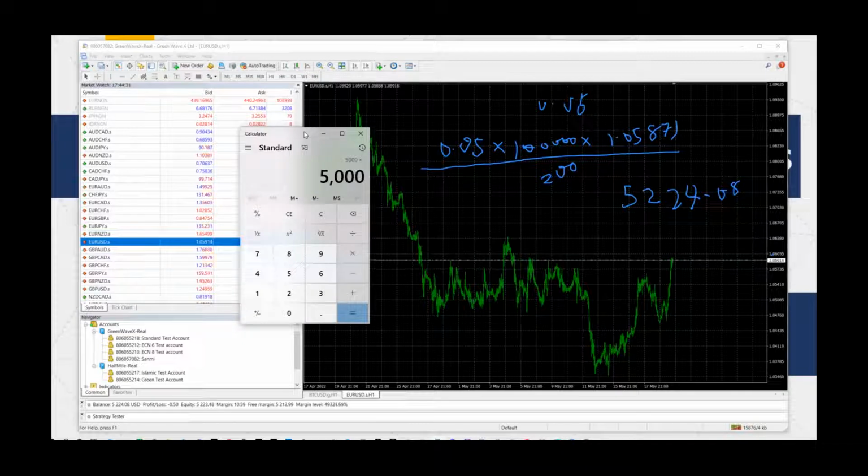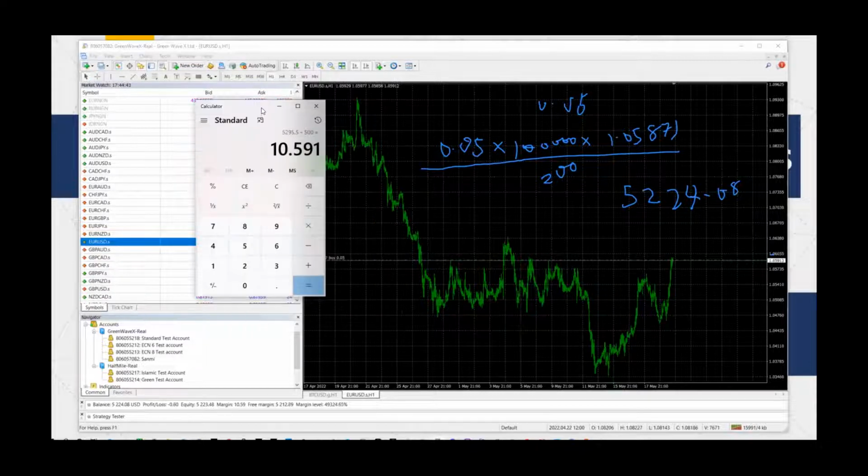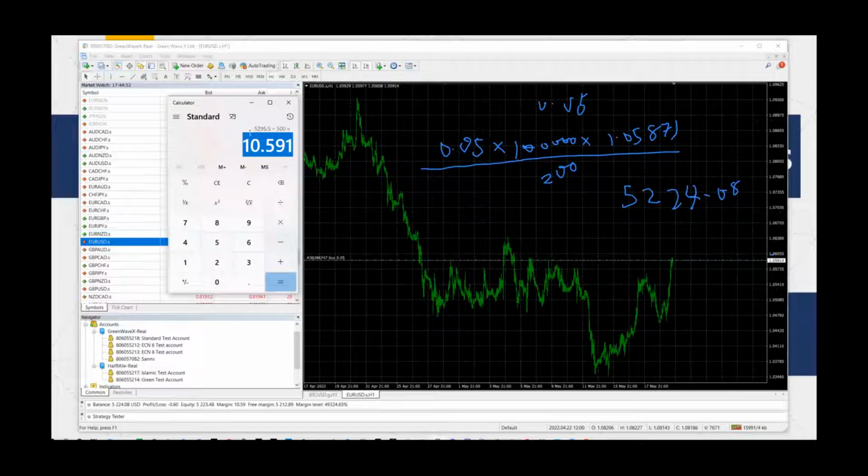So the current price is, let's say, 1.0591, then divided by 500. Okay, so that's it. It's just around that 10.59. So this account is on 500 leverage. Can you see if it's on 200 leverage, more money is going to be frozen from my account as margin. So the higher the leverage, the less you're going to pay in margin.